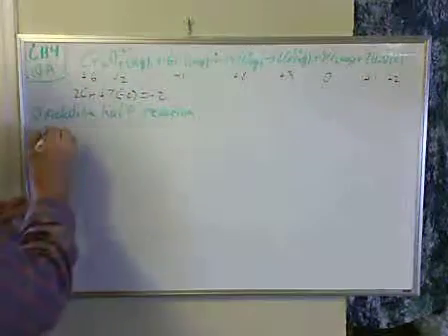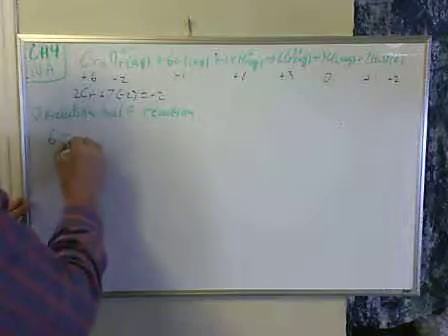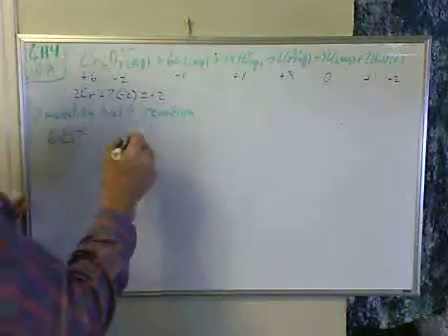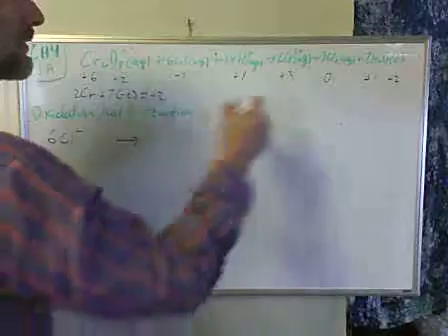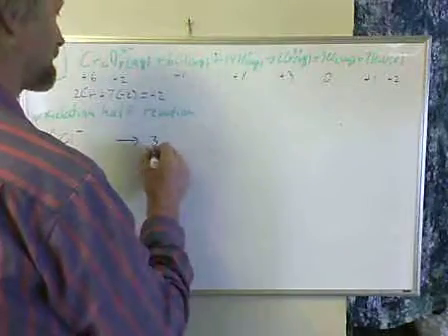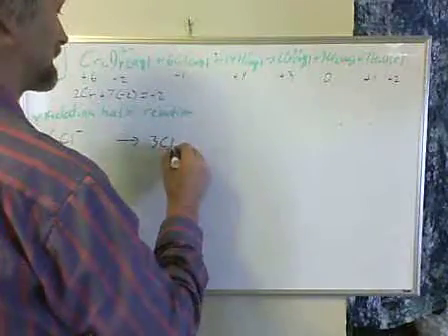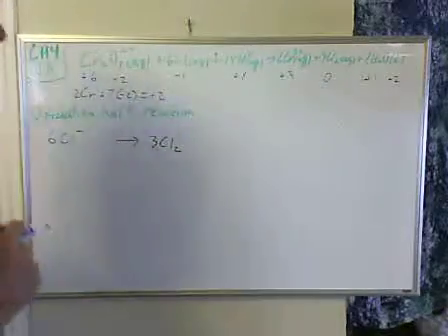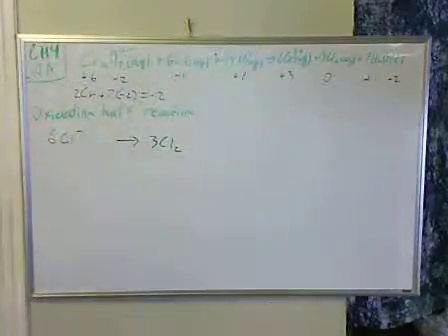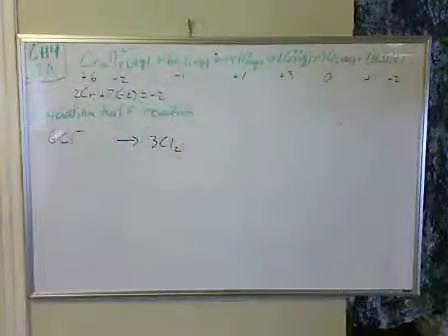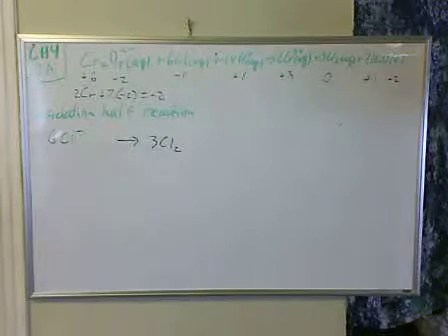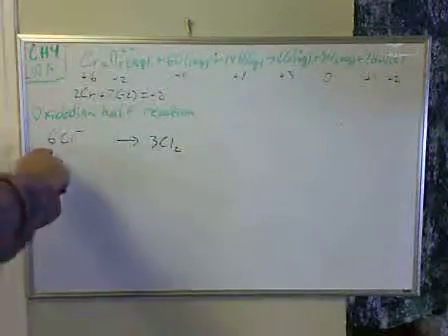So we have 6 chloride going to 3 elemental chlorine. So we just brought down the elements. The coefficients are higher than we need. We don't need a 6 and 3.